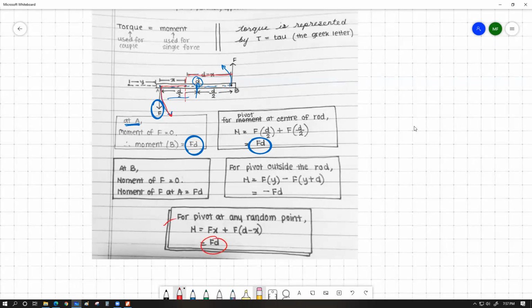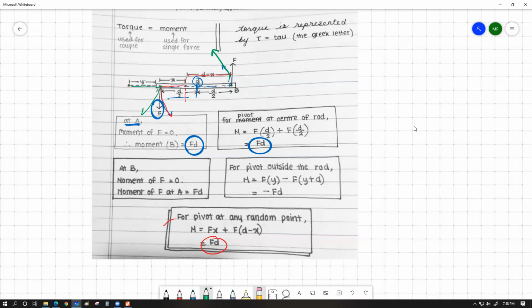The last scenario is if you want to consider a point that is outside the object. That is also okay. Let's say this hypothetical pivot point is outside the object on the left. In that case, one force is going to produce a clockwise couple, and for a pivot point over here, the other is going to produce an anti-clockwise couple. The distance of this force is Y, and the distance of this force is Y plus D.